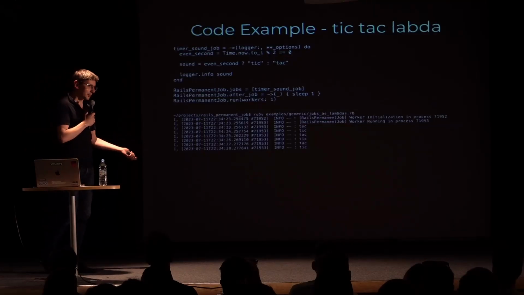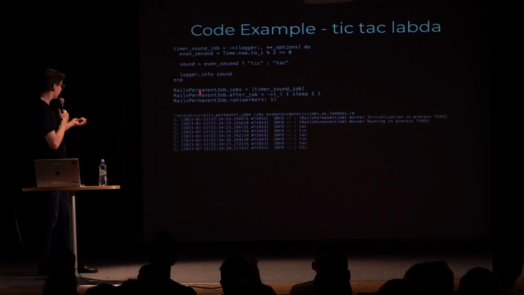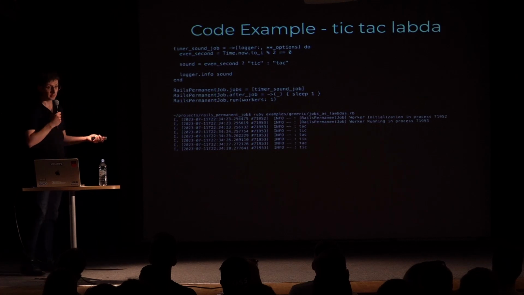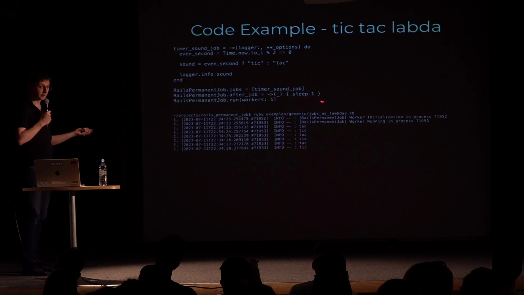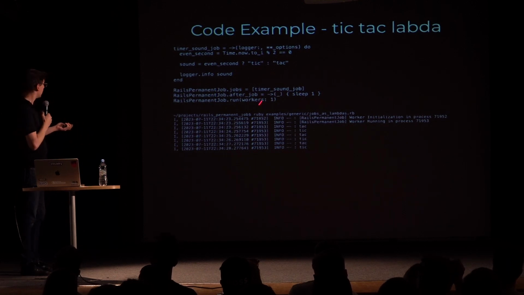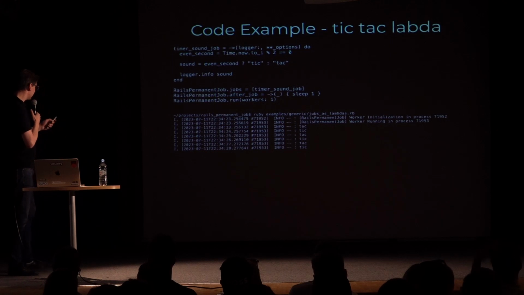What I like about the classes with call methods is that Raise Permanent Job actually doesn't care what you give it. It just has to have a call method. So you can give it a lambda, both for a job or for the after job. So just a syntax you might find useful.